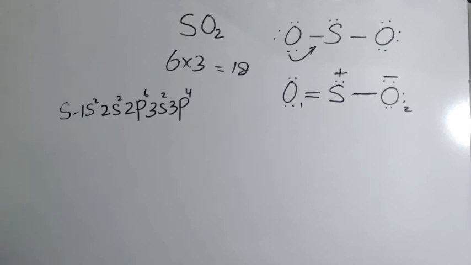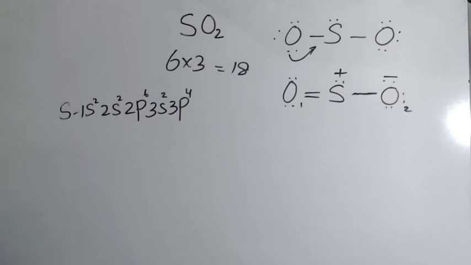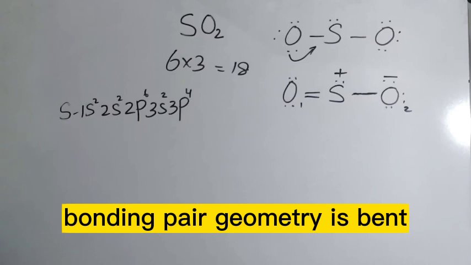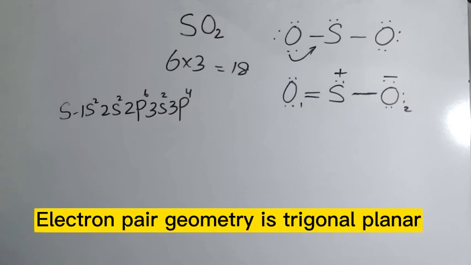Now let us go to the geometry. 3 VSEPR units, 2 bonding pairs and 1 lone pair. The lone pair creates repulsion on the bonding pair electrons. This will make the 2 sulfur-oxygen bonds push down further and occupy the bent structure. If we consider the electron pair geometry, it should be trigonal planar, but the bonding pair geometry should be bent.